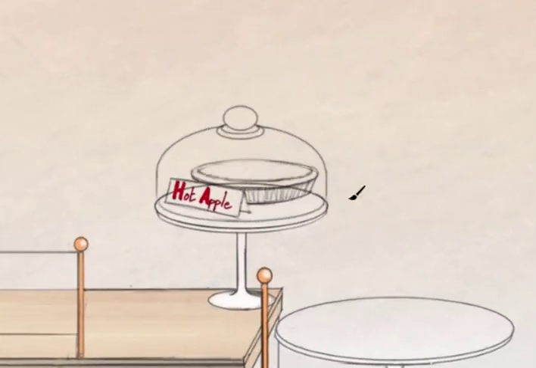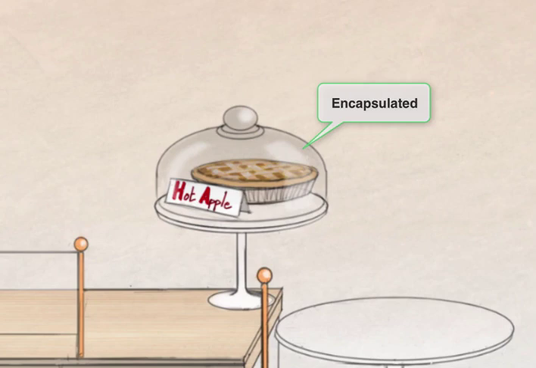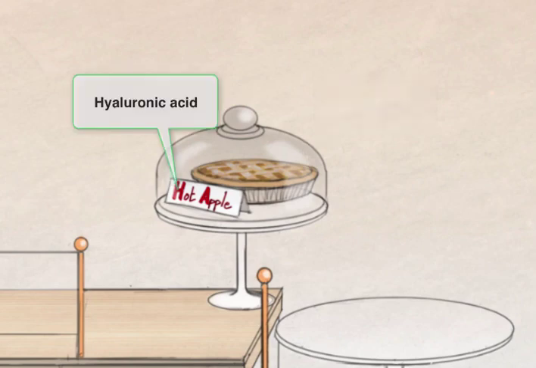And we'll cover it in a nice glass capsule that bakers would use when it's on display. This glass capsule looking dome is going to represent that Group A Strep is encapsulated. You'll notice we specified that this is hot apple pie. The H and A in hot and apple actually stand for hyaluronic acid. Strep pyogenes capsule is made out of hyaluronic acid.